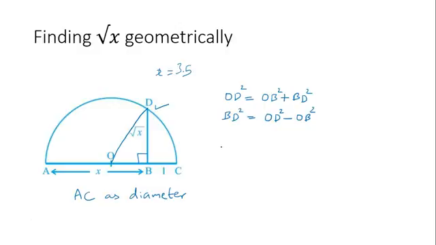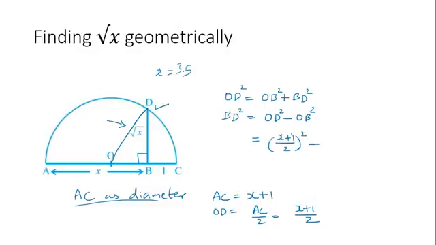Now what is the length OD? This OD here is the radius of the circle. The diameter of the circle is AC, and AC equals x plus 1. If you just look at the figure, it's clear that AC equals x plus 1. So you can write OD equals half of AC, because OD is the radius and AC is the diameter. So OD is AC by 2, or (x plus 1) by 2. You can put that value of OD in this equation. So this is ((x plus 1) by 2) whole squared.